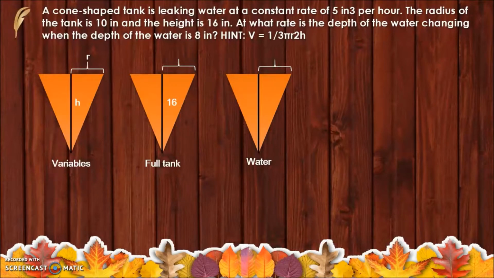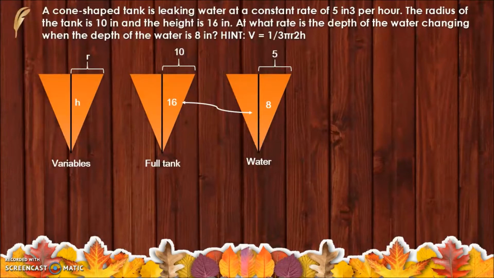They also tell us that the depth of the water is changing when the depth of the water is 8 inches. So we know that in this case the height is going to be 8 inches. And now we can infer that 16 divided by 2 is going to be 8. To get our last missing variable, we can tell that 10 divided by 2 is going to be 5. So now we have to set up an equation so that we can solve this problem.